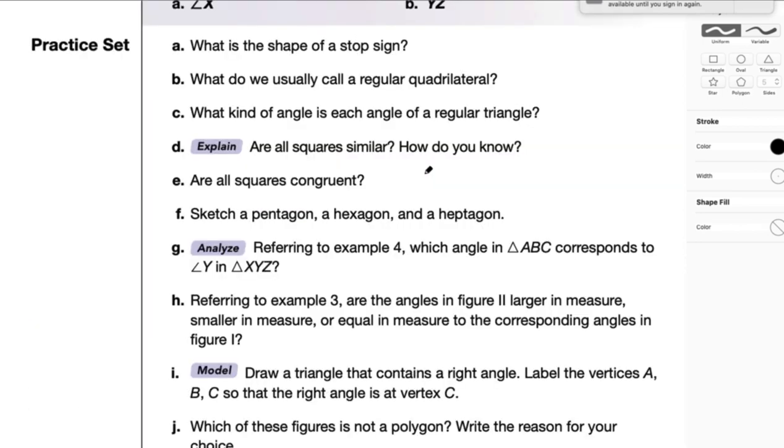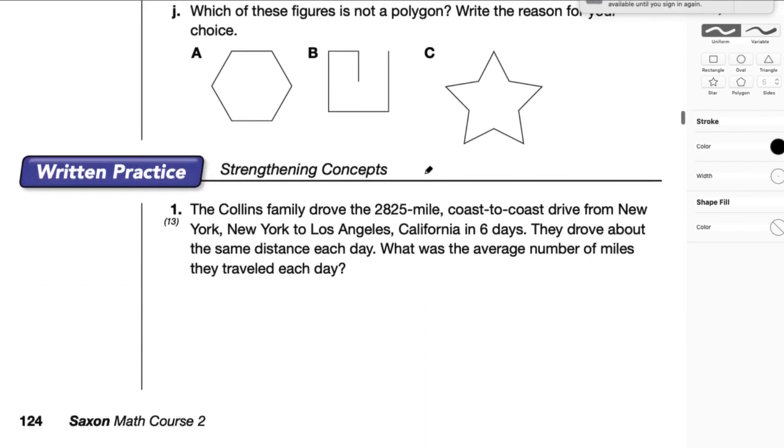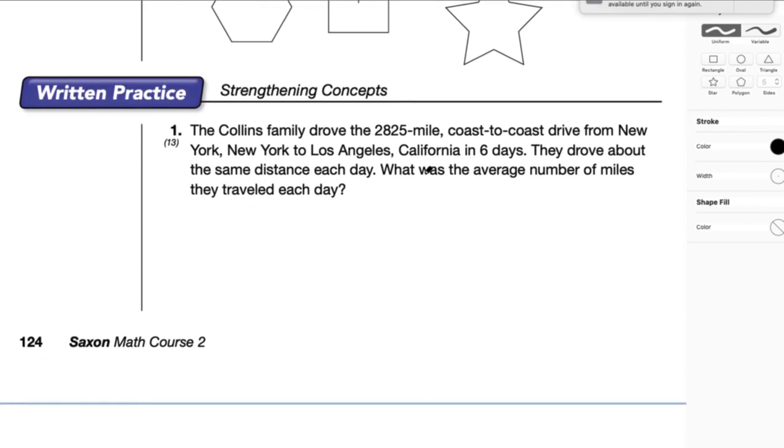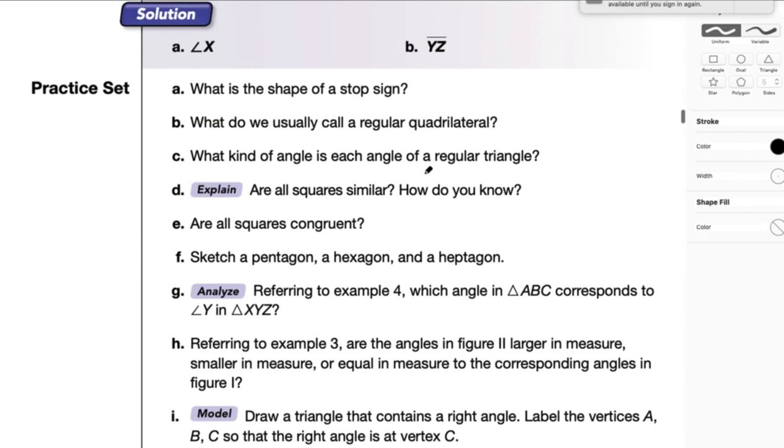You are all ready to do practice set 18, and you're all ready to get started with the written. Do the odd ones, read the even ones, because they're fair game for the test.